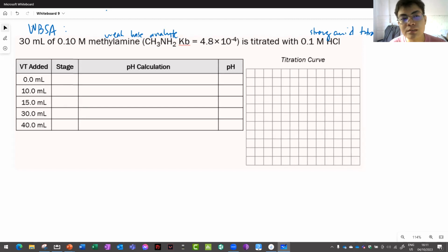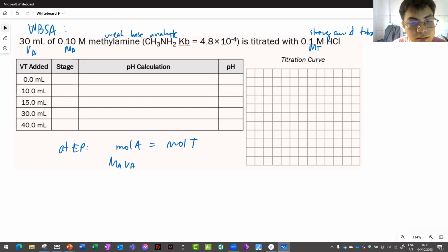And now, just like the usual, this is your VA, MA, this is the MT, and then this is the VT. Now, a lot of volumes were given to me. My task is to identify which stage this is. So again, first find the volume of titrant at the endpoint. So let's write again. At the endpoint, what do we have? The mole of the analyte is equal to the mole of the titrant. So MAVA equals MTVT.